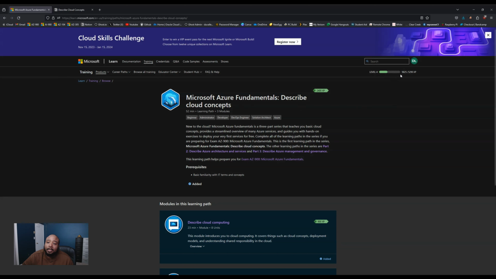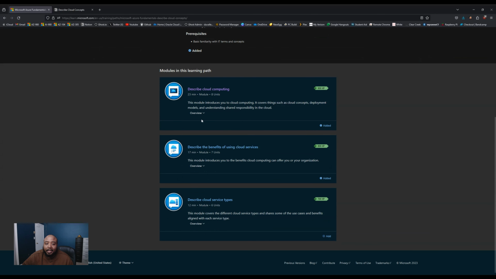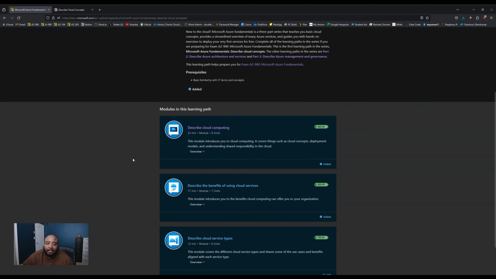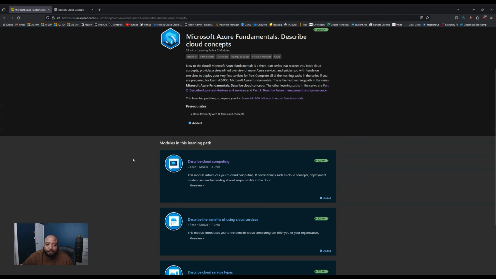There's also a little level system for you. So I'm level 4 and I have 1825, and for me to go up another level I need 5299. Each time you do something you gain a certain amount of XP and points and stuff like that. It's kind of cool. But it has a little explanation of what to expect in this particular module.